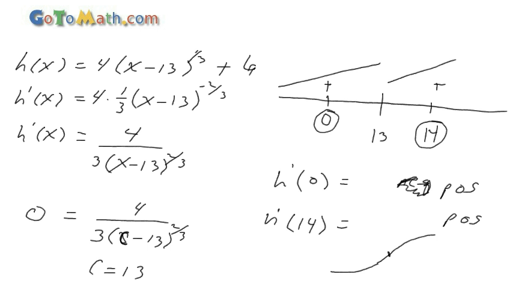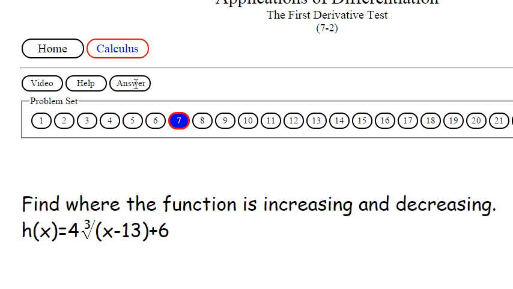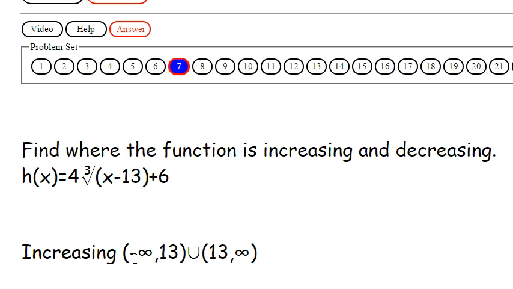So let's move over to the web page, hit the answer. Let's make sure everything's good to go on this. Right, so it's increasing from negative infinity to 13, and then we have the union symbol, which means we're just joining two sets together, and then it's increasing from 13 to infinity. Alright, so it's not too bad.